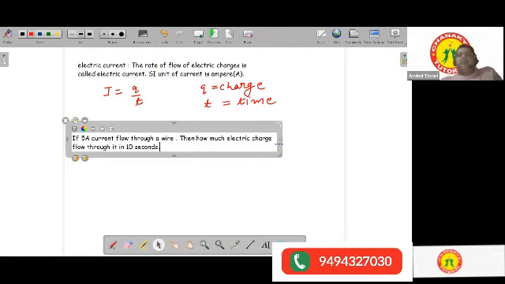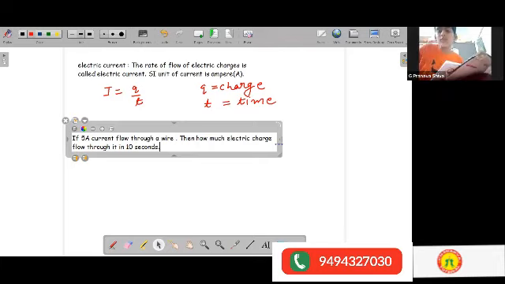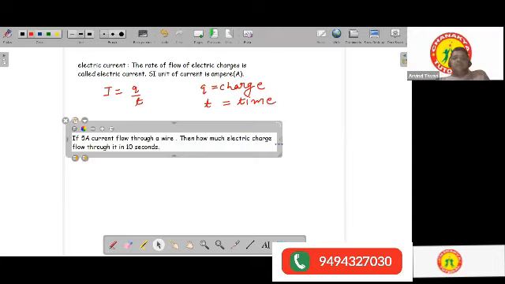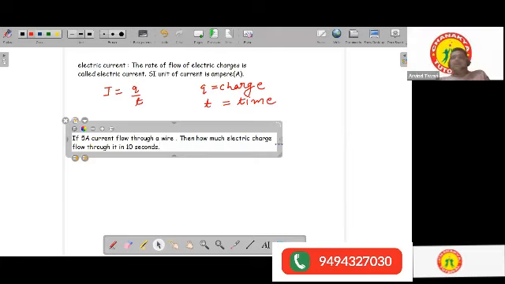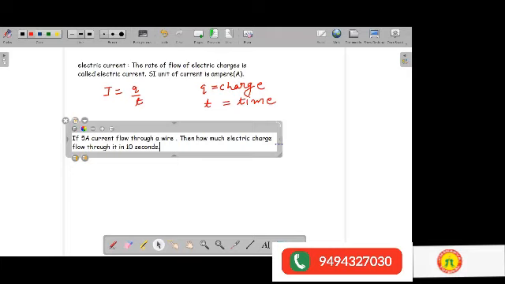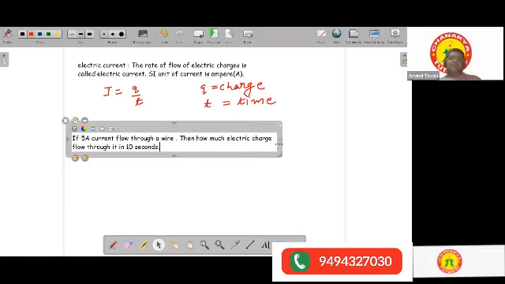If 5 ampere current flows through a wire, the answer is 50, 10 into 5. Okay, and the unit of charge is? The answer is 50, but the unit of charge is coulomb.